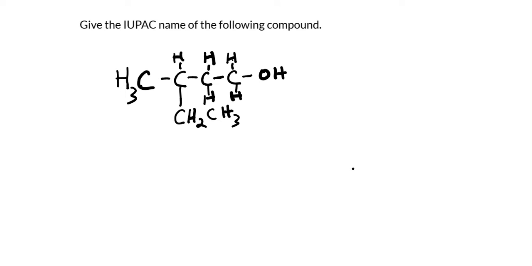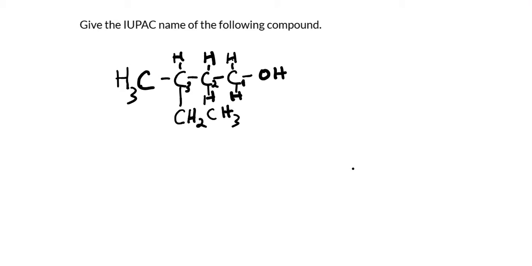The biggest issue we have is to figure out the longest chain, the longest hydrocarbon chain. So the highest priority group is that OH group, the alcohol group. So that's going to dictate that the neighboring carbon be carbon 1, then we go to carbon 2, carbon 3, and it seems like we should end at carbon 4 at our extreme left.